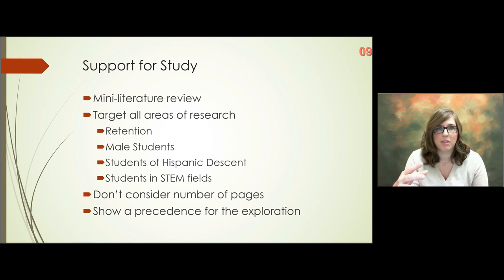If it ends up being a little bit too long, you're always going to be able to drop that research into your lit review in your dissertation, and you'll be fine.